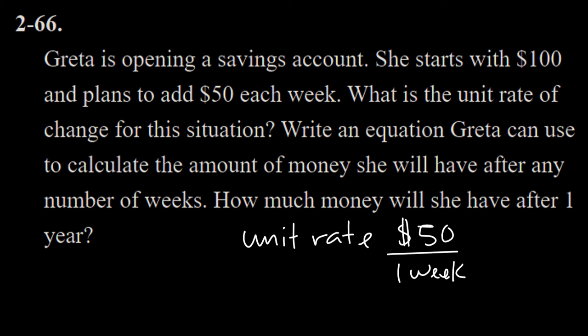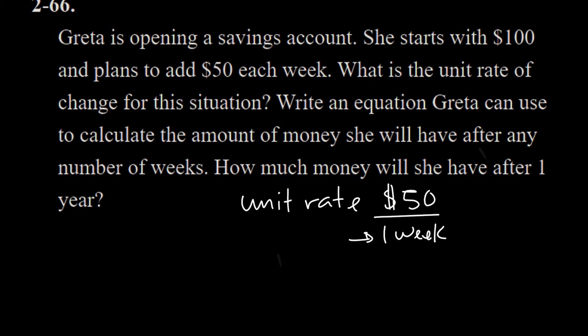So it's a unit rate when this number in the denominator is 1. So $50 per week is the unit rate. And then it says write an equation Greta can use to calculate the money she will have after any number of weeks. How much money will she have after 1 year?